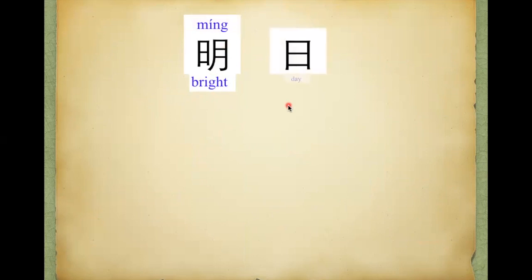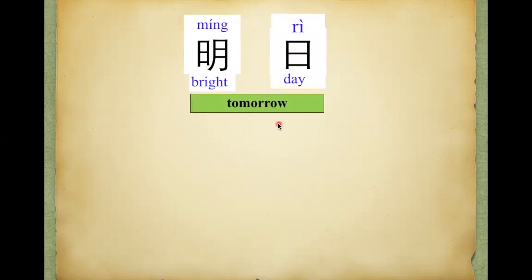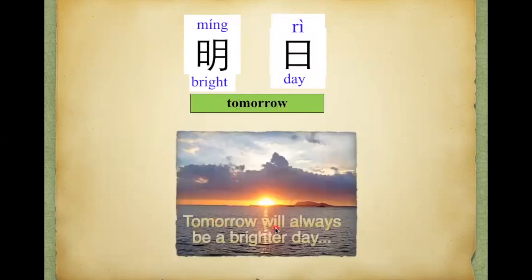日 day. So when 明 and 日 get together, they can create a word. What do you think that word means? Bright day. It's tomorrow. Tomorrow will always be a bright day.